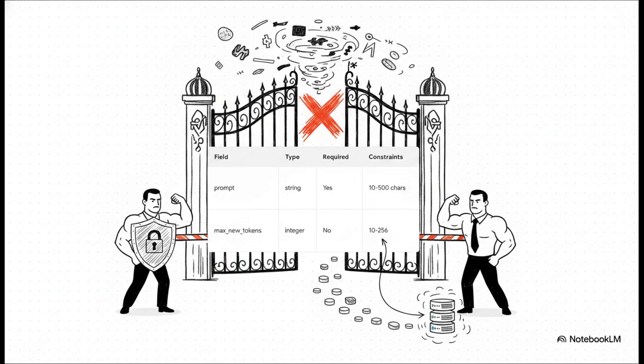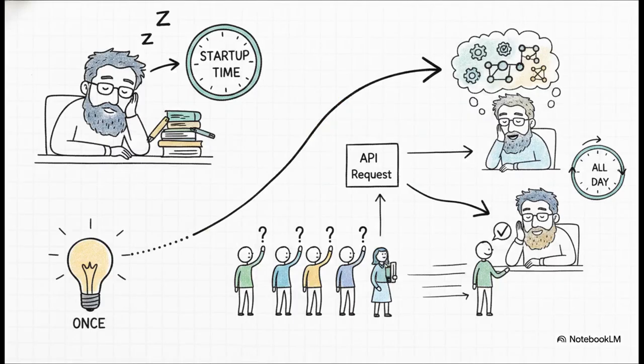So Pydantic is basically acting as our bouncer here. Let's talk about a huge efficiency win, singleton model loading. This repo explicitly sets things up so the massive Hugging Face model is loaded into memory exactly once, right when the app starts.